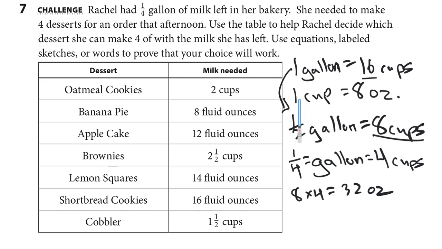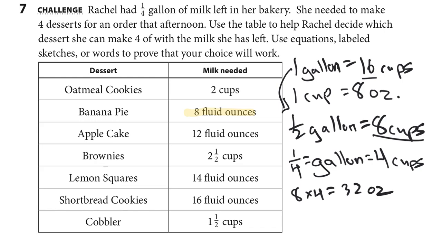So what is the smallest amount that I have on here? Well, 1 cup is 8 ounces. Do I have any 1 cups or less? That's 2 cups. That is 1 cup. 12 fluid ounces, that's more than a cup. That's 2.5 cups. 14 fluid ounces, that's less than 2. That is 2. That's 1.5. So I'm going to have to probably start with probably the banana pie.